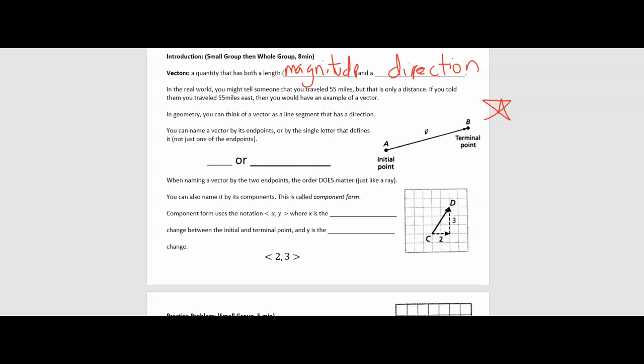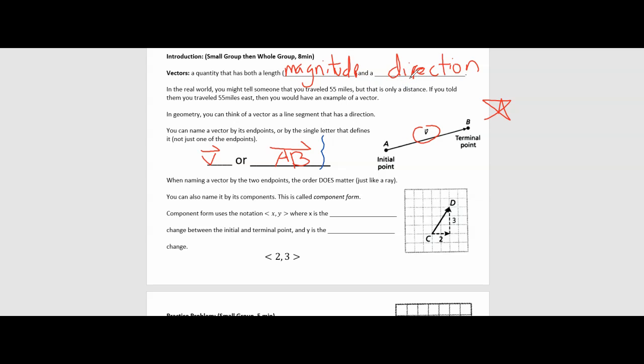A couple different ways you can name a vector. Sometimes they'll give you a little letter to name the vector by, so you could just say vector V, and you have it like the top half of an arrow on top of the letter. That is vector notation. Or you can name the vector using the initial point and the terminal point. The initial point being where you start and the terminal point being where you end. And it is important that the initial point comes first. So we could do vector AB.